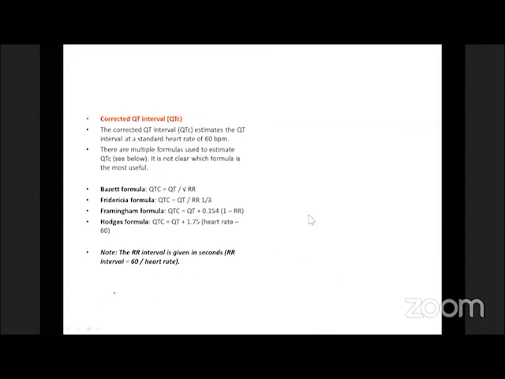And because the QT changes with the heart rate, it needs to be corrected. We have several formulas for correction. The simplest one is Bazett formula.